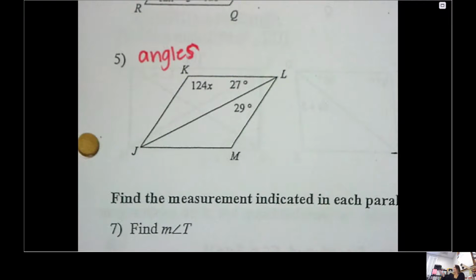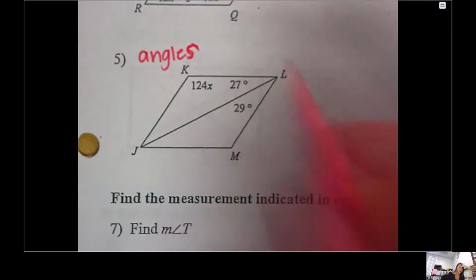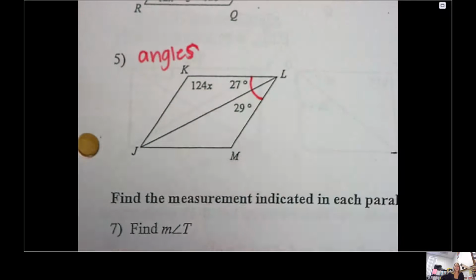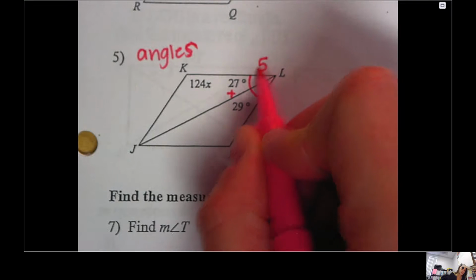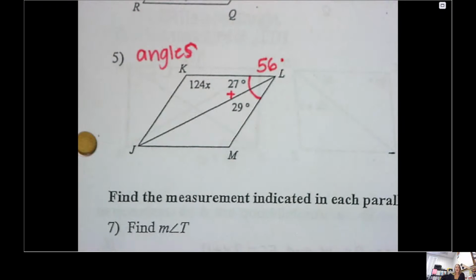It's being split into 2 pieces. Well, if I wanted to know the total of angle L, what would I have to do? Yeah, just add them together. When you add them, what do you get? You get 56 degrees. So angle L is 56 degrees. Angle K is 124x degrees.